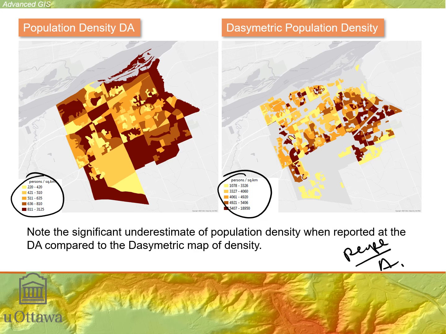So, in the yellow areas, there are fewer people, but it's very dense, especially in this part here. And that's not so obvious when you look at the other one. It looks kind of dense in this whole region, but it's not as spatially accurate.